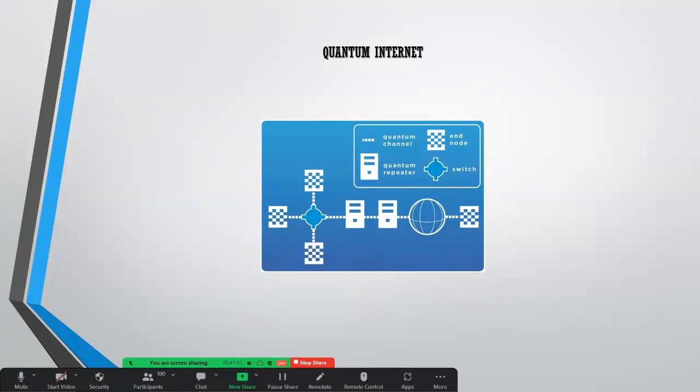This is a blueprint of the quantum internet, which is developed by the USA's Department of Energy. Here we can see these are the end nodes. There are 4 end nodes where we will get the information and all. These 2 are the quantum repeaters, and this is the switch. So all of this is connected to a quantum internet. So this is just a blueprint of the quantum internet developed by the USA's Department of Energy.